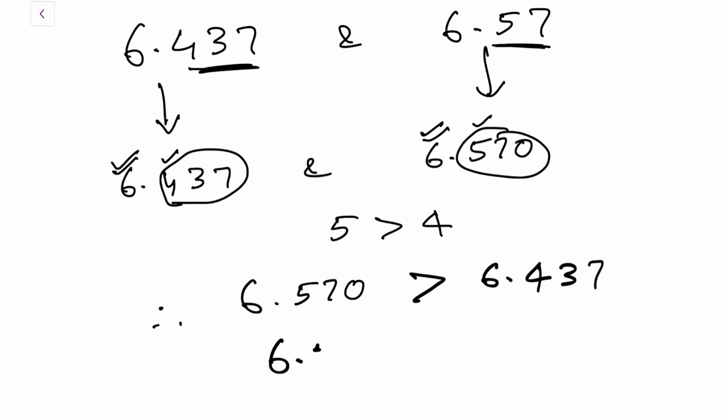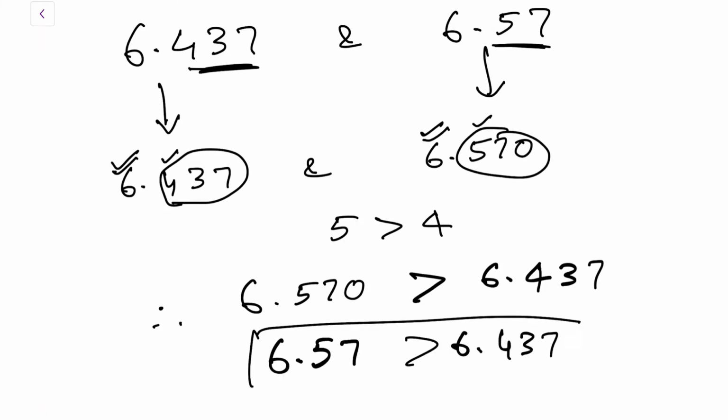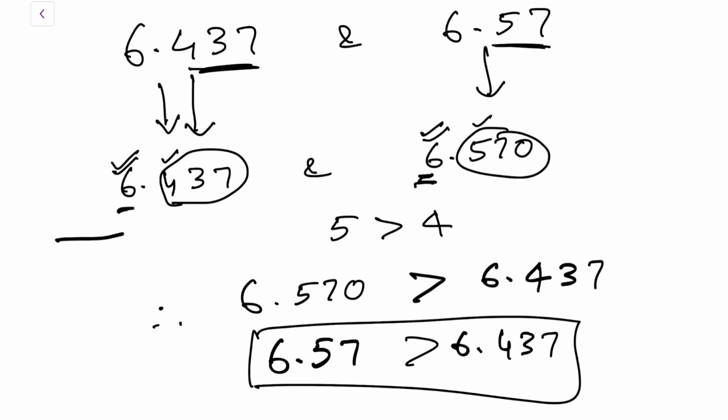That means 6.57 is greater than 6.437. This is how you can compare decimals. If they are unlike decimals, change them into like decimals, and then just compare the place values starting from the whole number part.